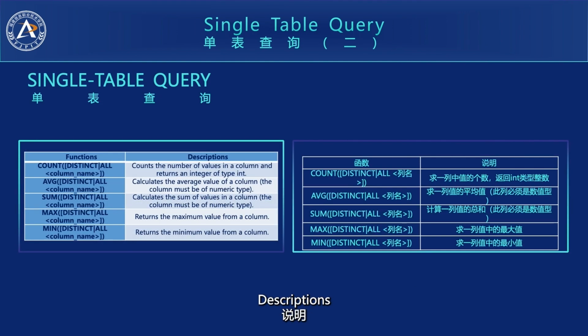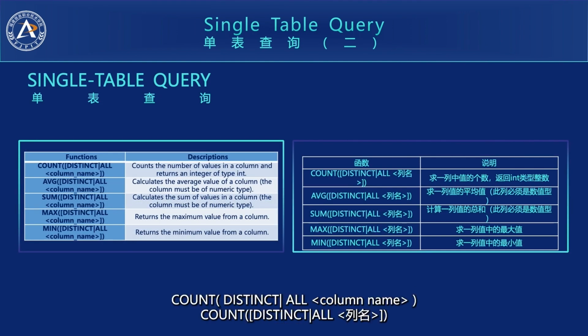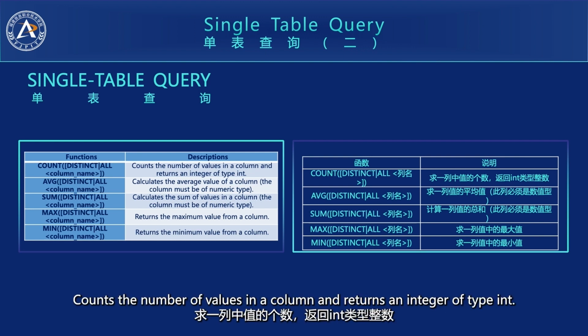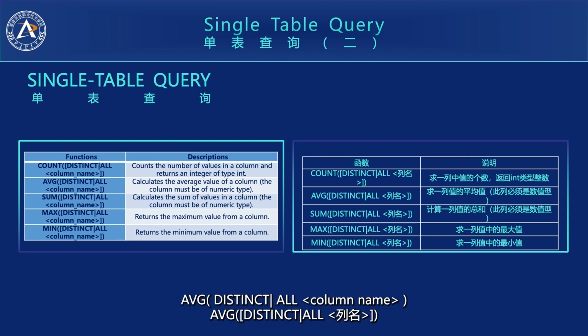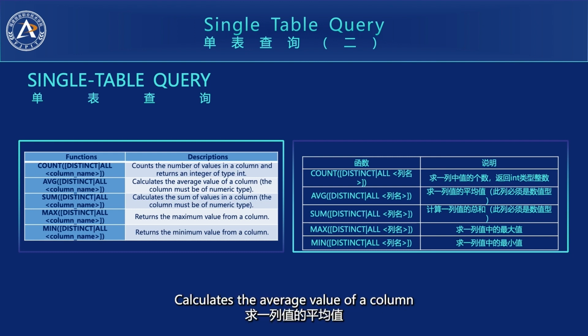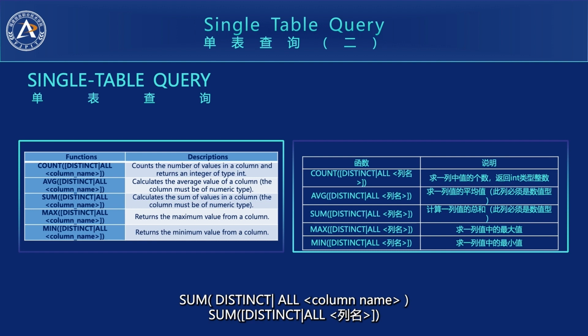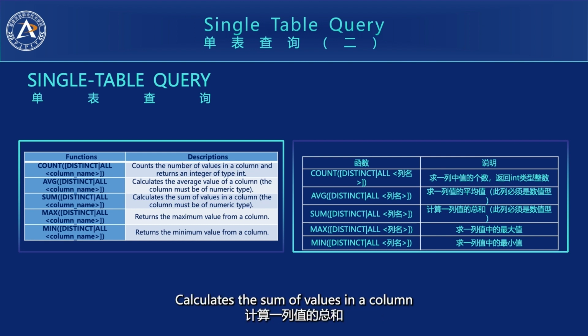Functions, descriptions. Count, distinct vertical line, ALL, less than column underline name, greater than. Counts the number of values in a column and returns an integer of type int. Average, distinct vertical line, ALL, less than column underline name, greater than. Calculates the average value of a column. The column must be of numeric type. Sum, distinct vertical line, ALL, less than column underline name, greater than. Calculates the sum of values in a column. The column must be of numeric type.